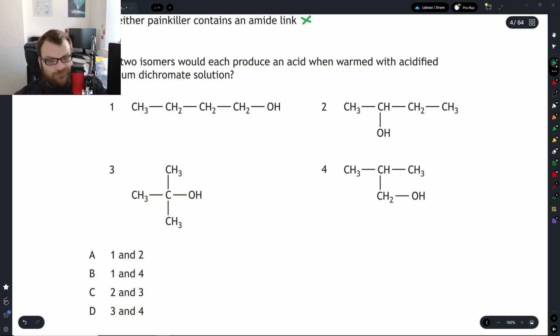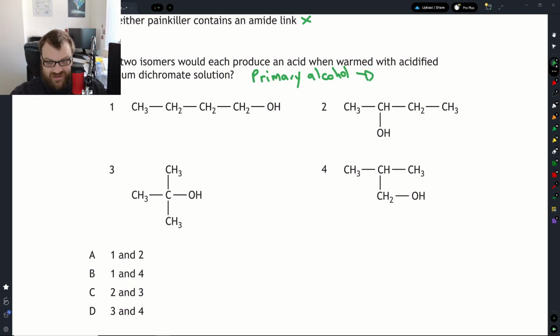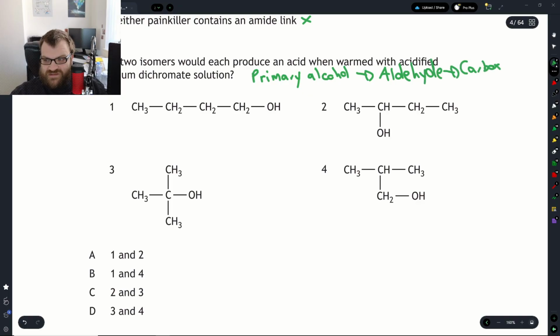On to number 9. Which isomers would produce acid when warmed with potassium dichromate? This is the oxidation of alcohols we're discussing here. You need to be aware that primary alcohols will react with oxidizing agents such as potassium dichromate to first form an aldehyde, then onto a carboxylic acid. This question is just asking us which 2 of these are primary alcohols.